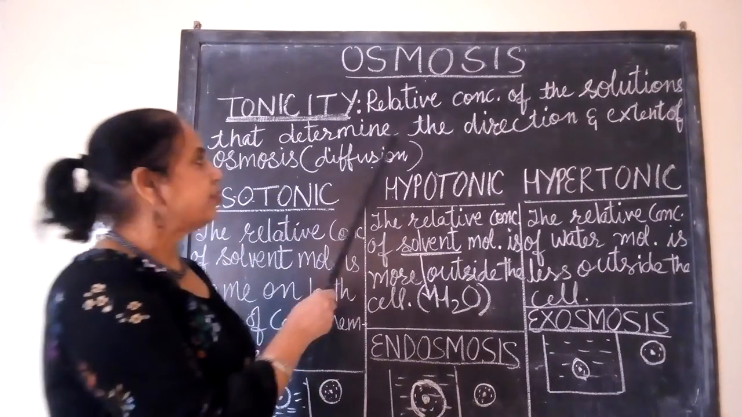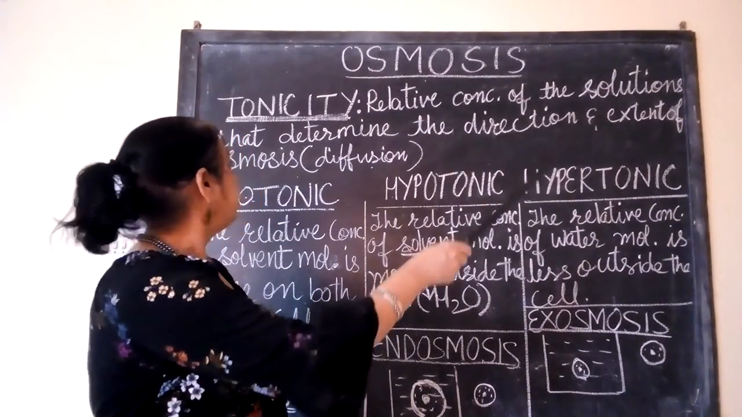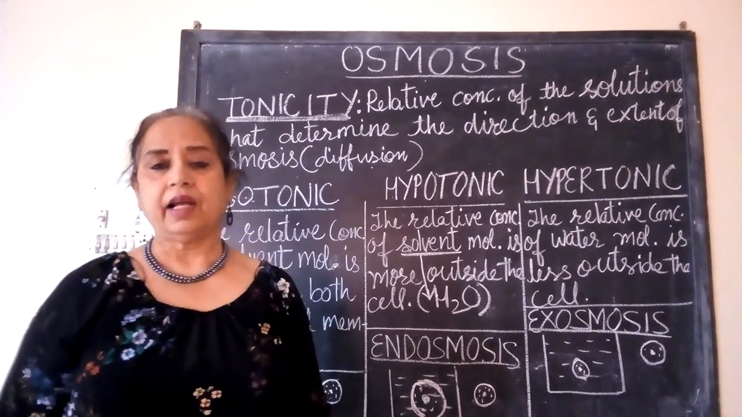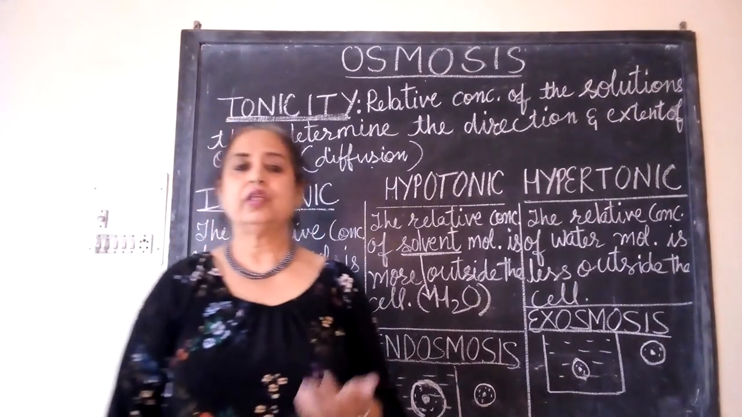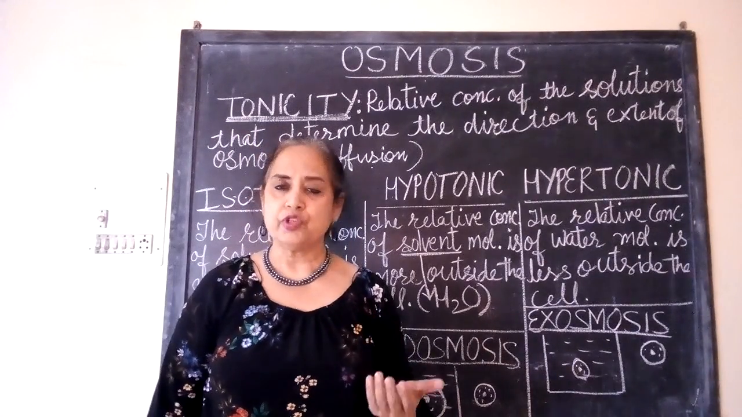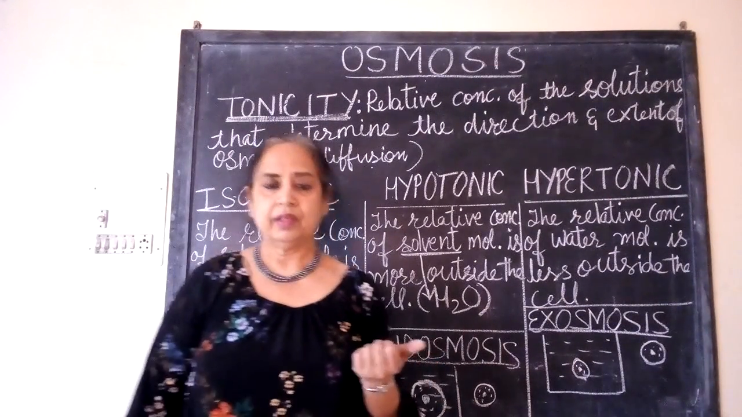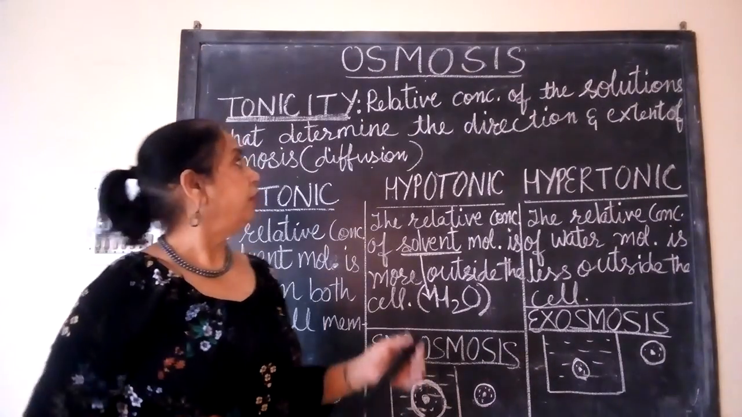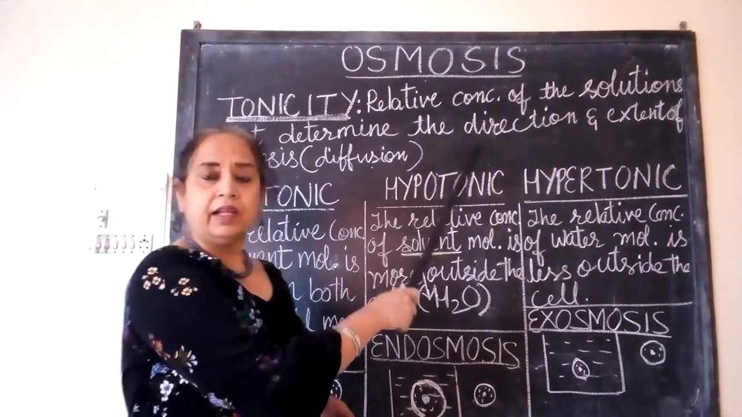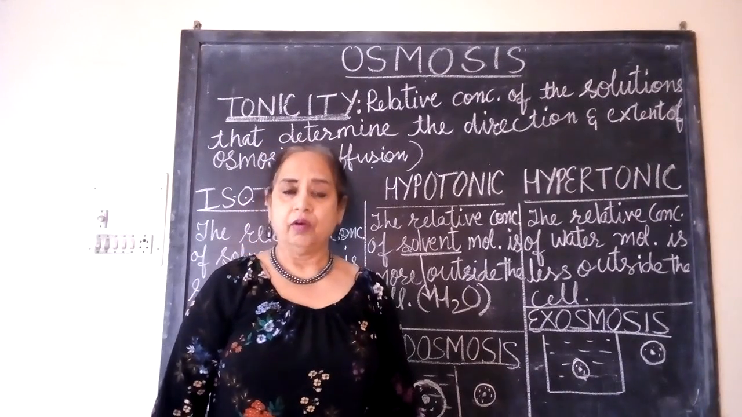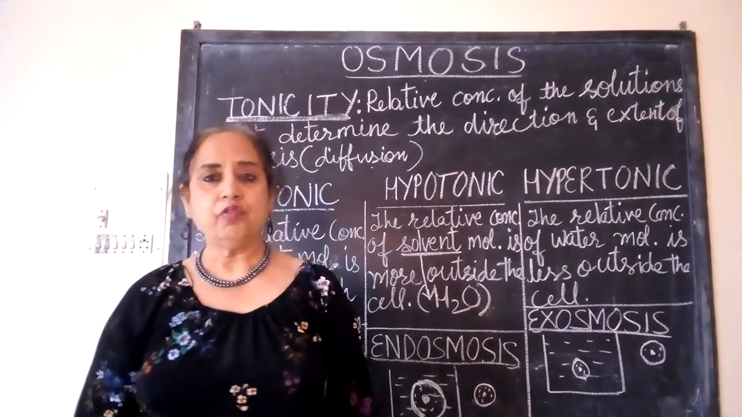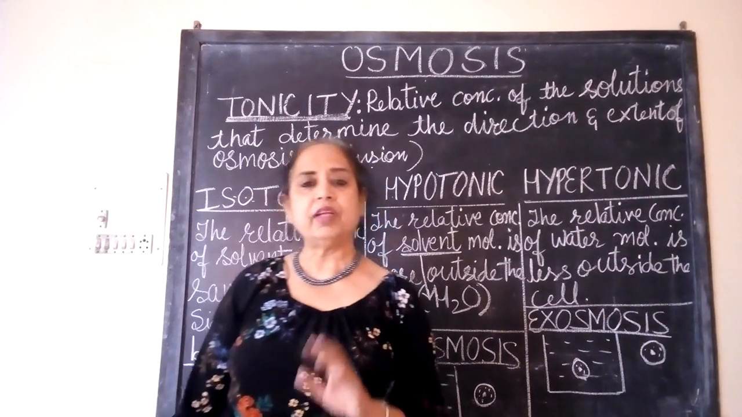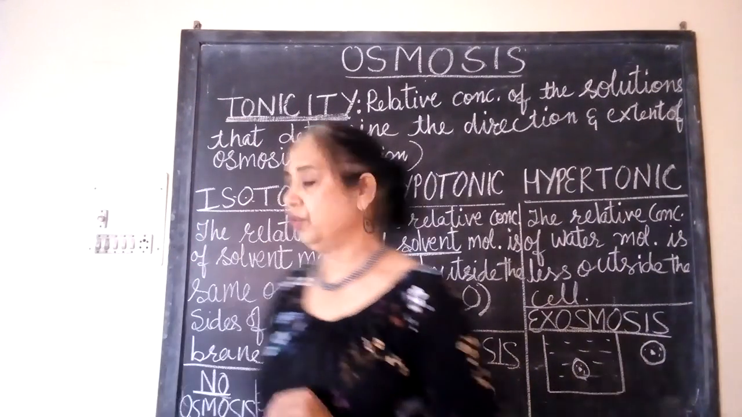Tonicity is the relative concentration of the solutions that determines the direction and extent to which osmosis or diffusion will take place. So, when we talk about tonicity, we always say it is the relative concentration. First of all, I will tell you what is an isotonic solution, what is hypo, what is hyper, then I will explain the relative nature.